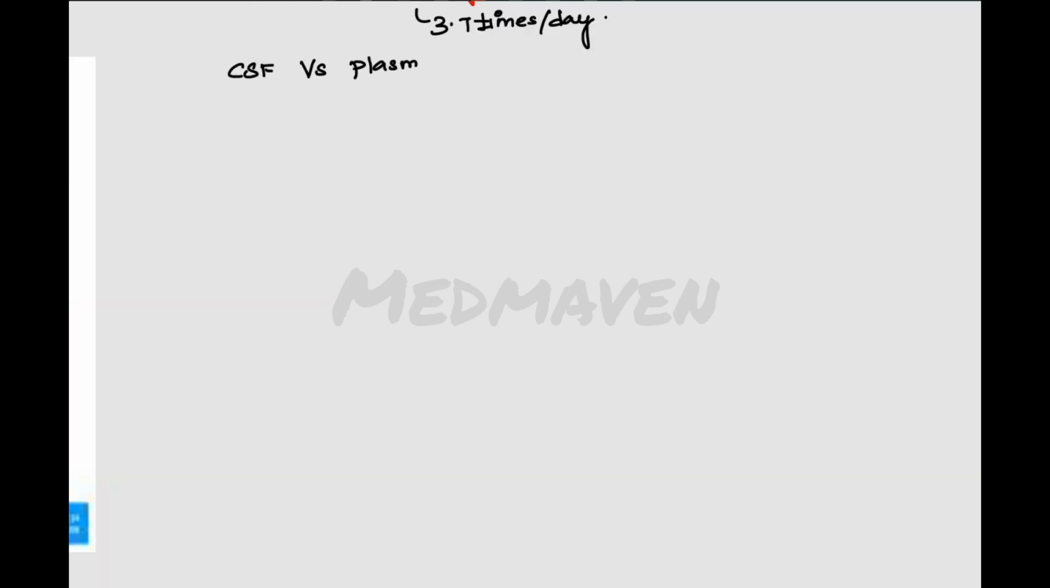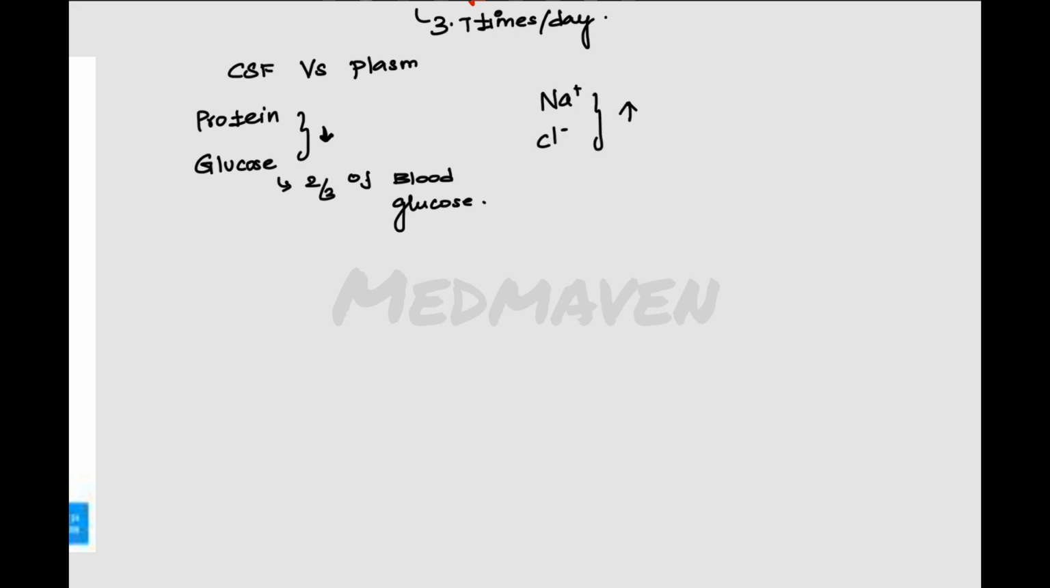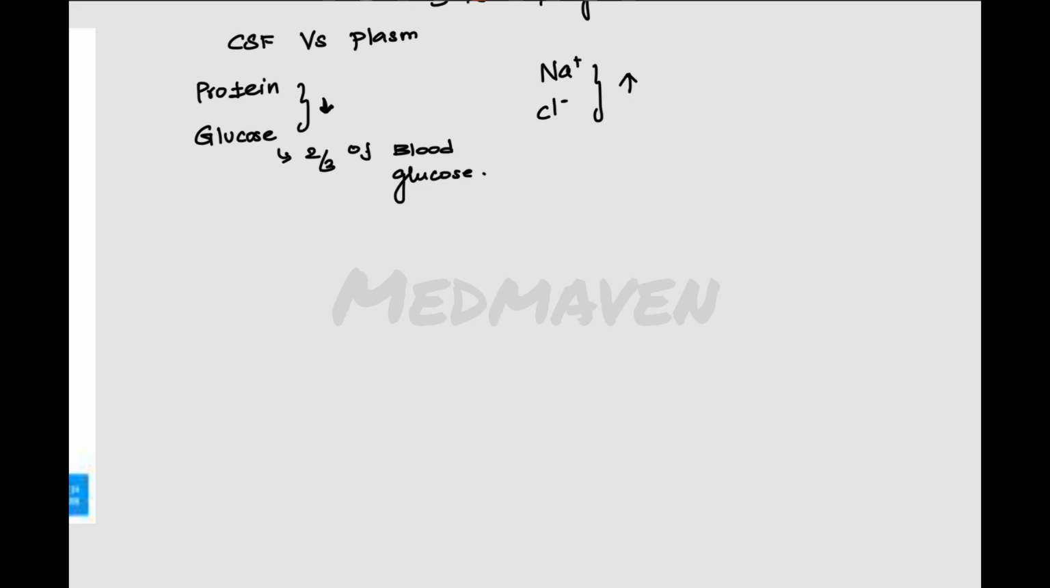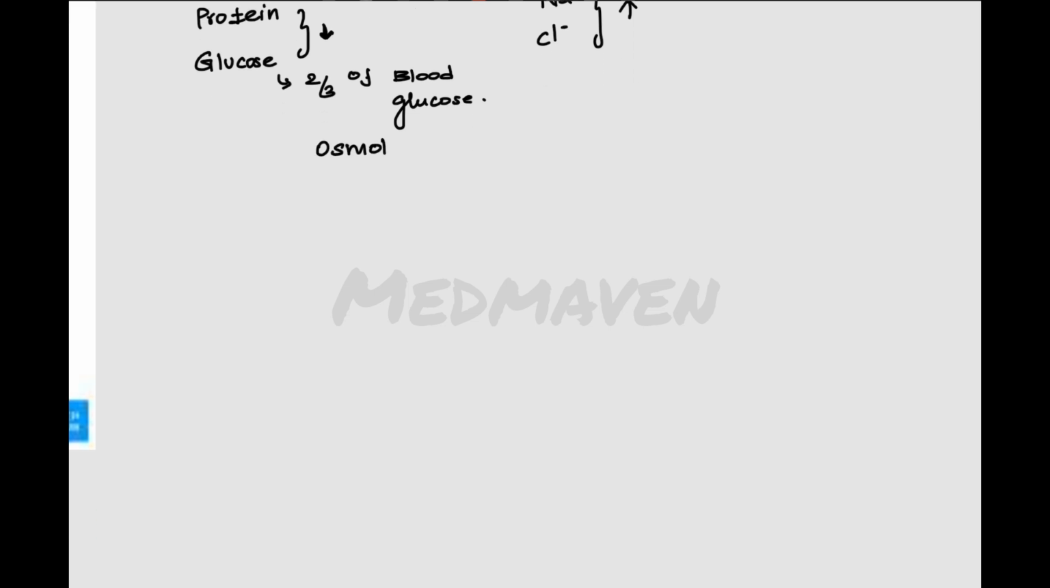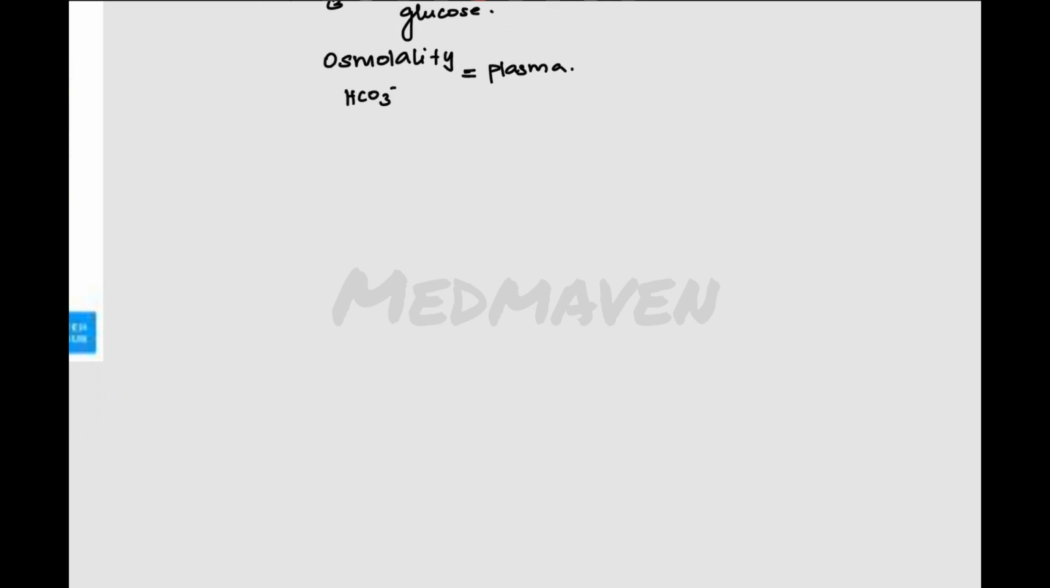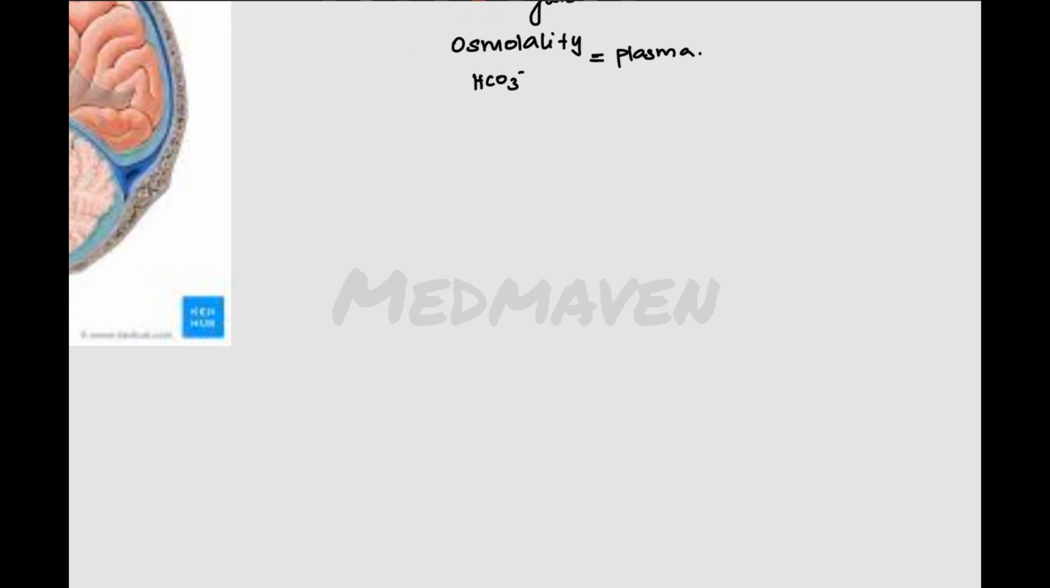The comparison between CSF and plasma is more or less similar but not identical. In CSF, the protein content and the glucose are less than in plasma. Glucose would be two thirds of blood glucose. Sodium and chloride ions are slightly higher than in plasma. Osmolality and bicarbonate are more or less the same as in plasma. So remember, CSF is a modified plasma with much lower protein and cell content.